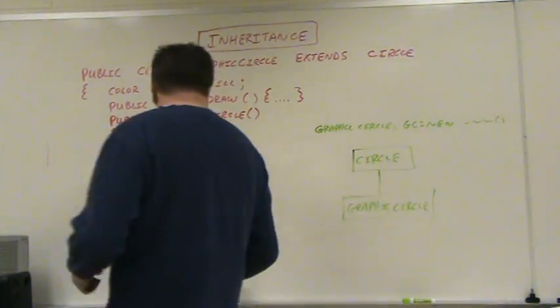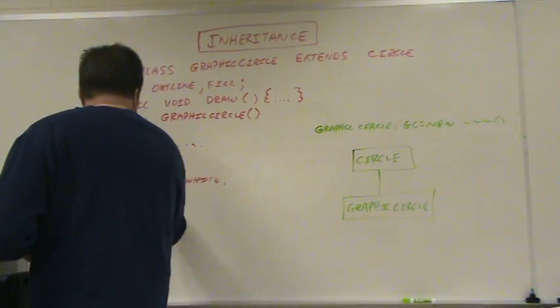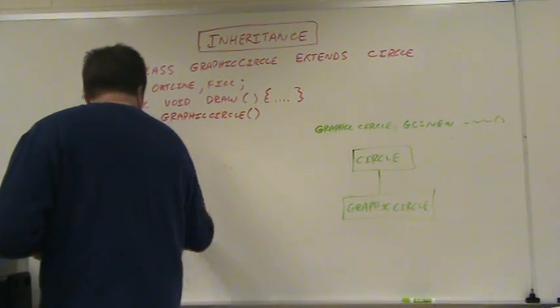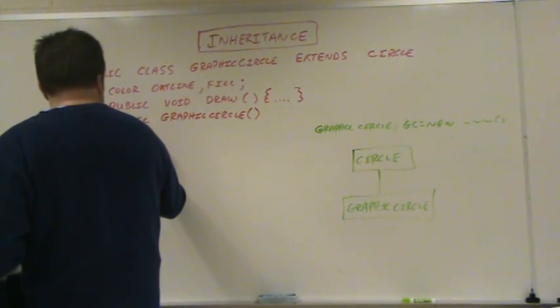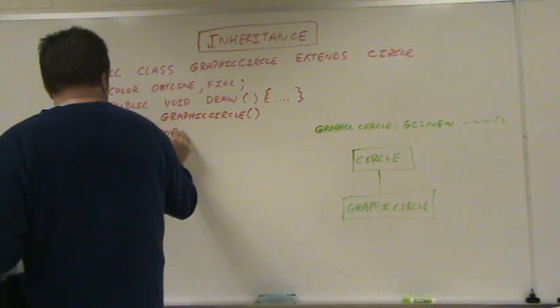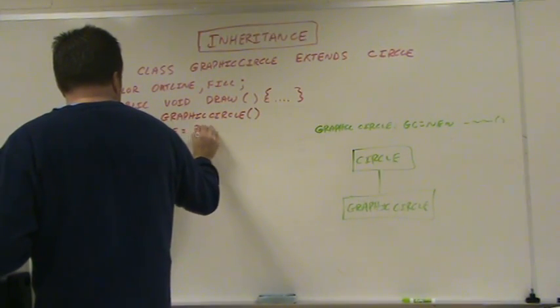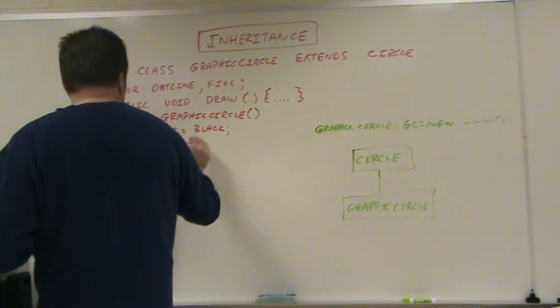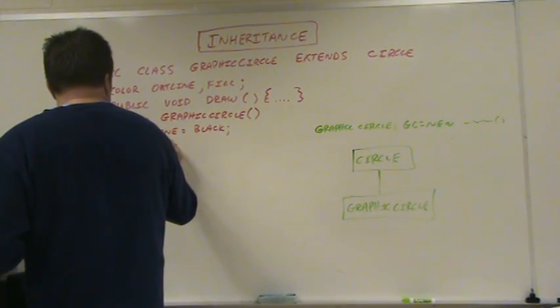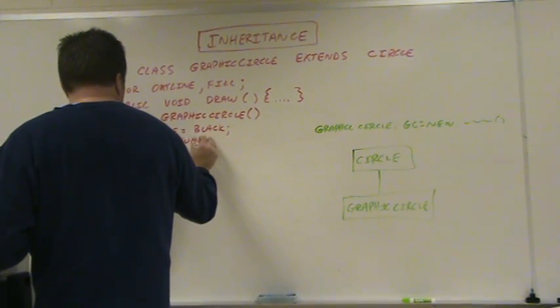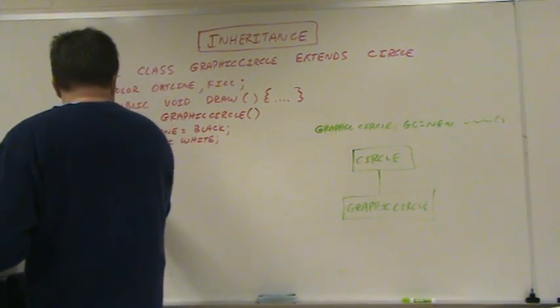So let me do this. Let me write, we're going to make 2 constructors. We're going to say outline equals black and fill equals white. And that's it.